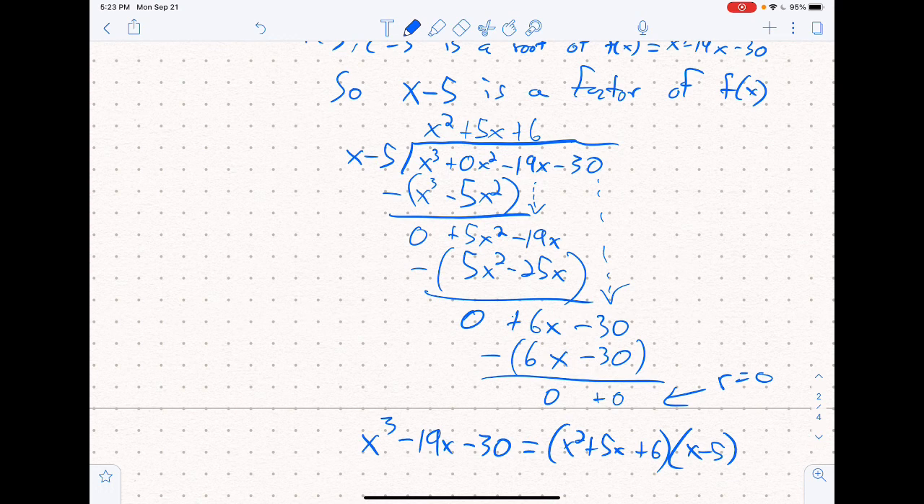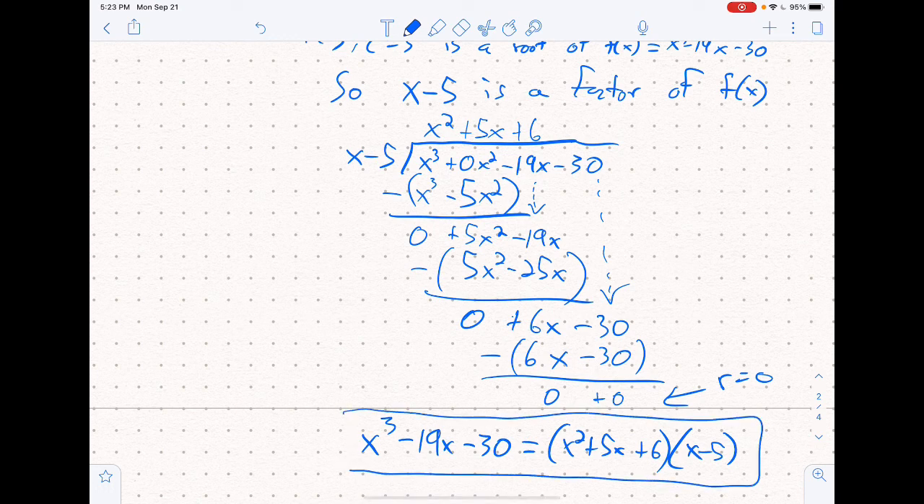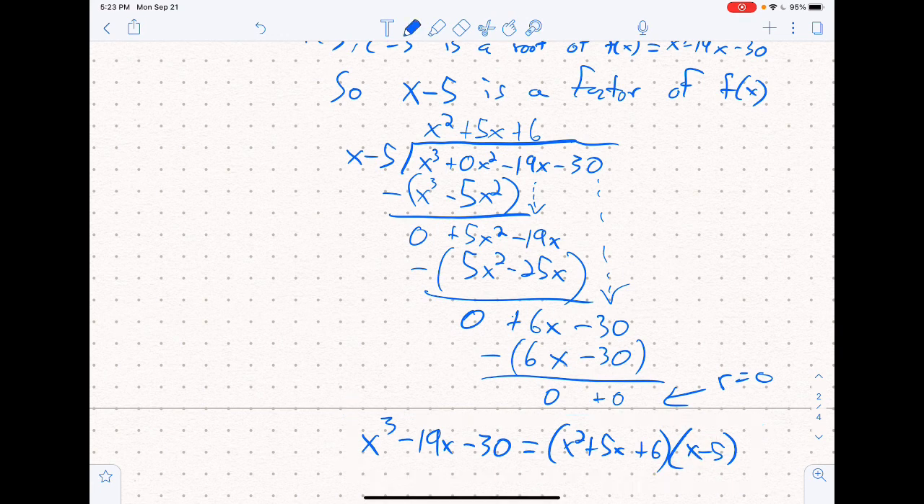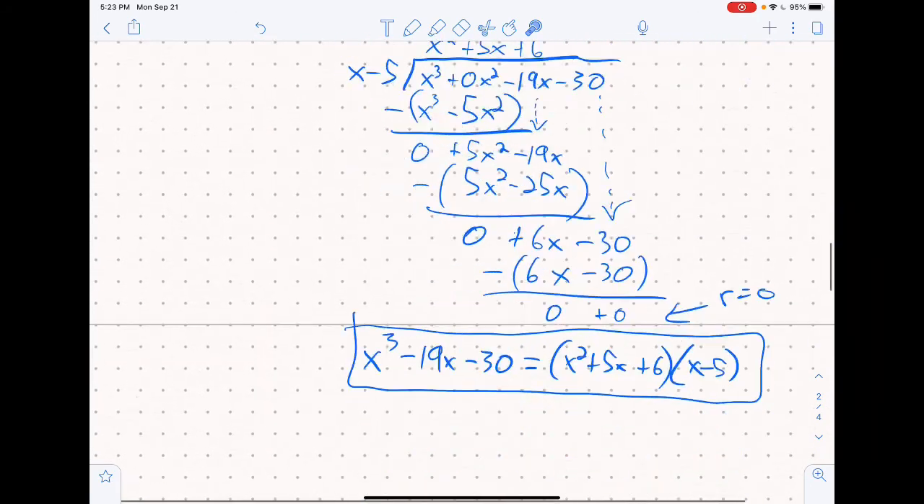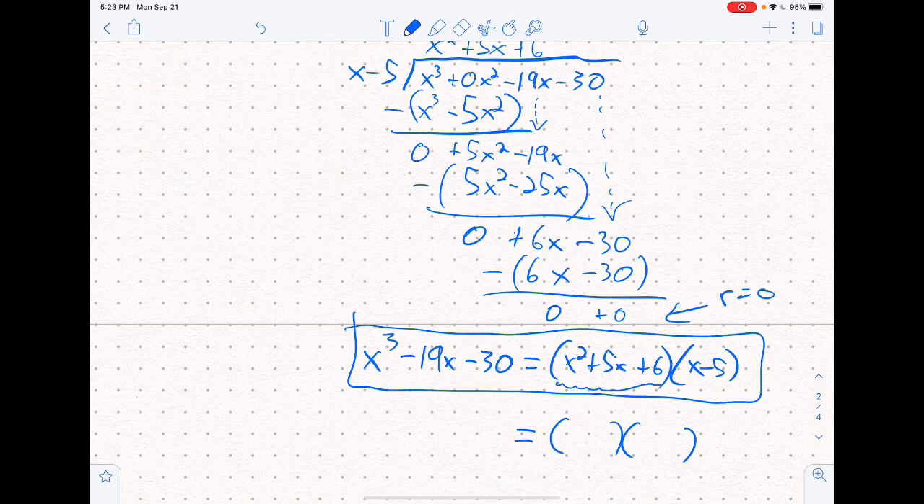What we've managed to do so far is factor this thing from a cubic into a quadratic times a linear term. It said factor completely, and so what we're going to want to do is keep factoring it if we can. Can we factor this guy right here? So let's go ahead and try. This whole thing is going to be equal to, here I'm just going to try to factor the first part, that x squared plus 5x plus 6, and then I'm going to keep that x minus 5 there at the end. I just brought that down.